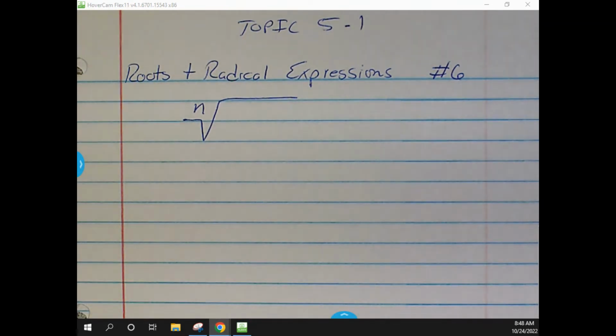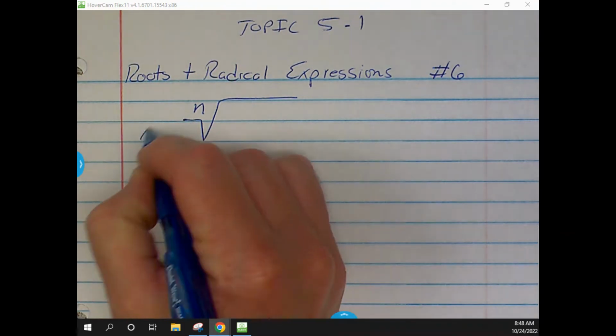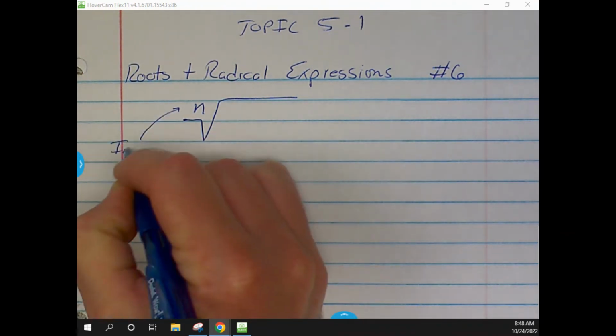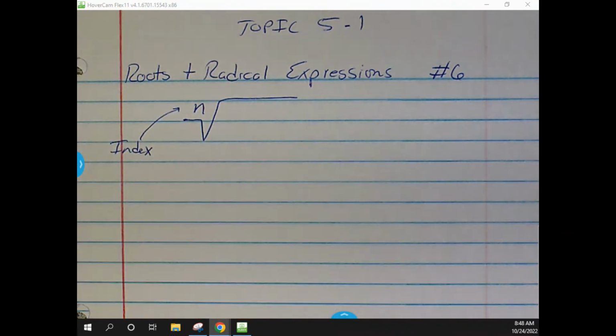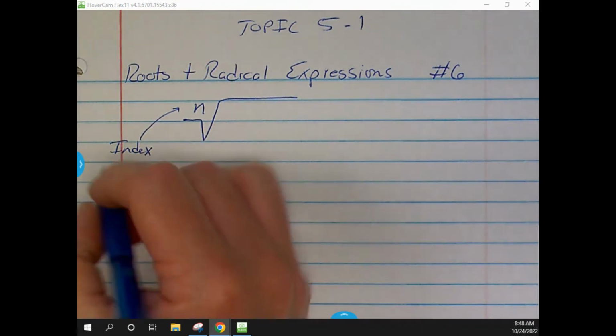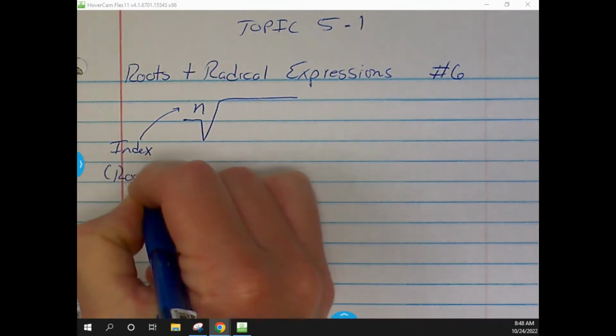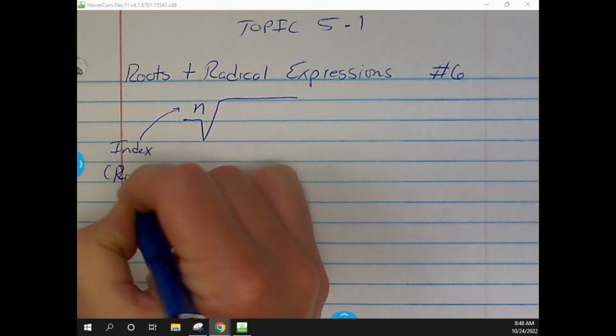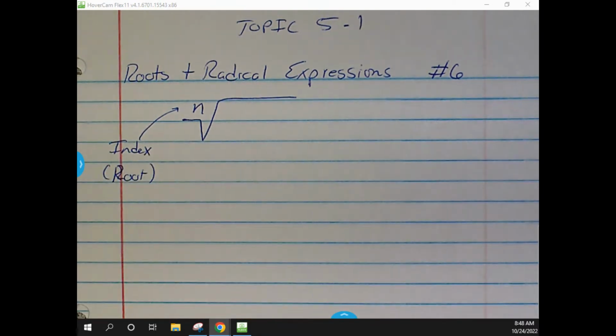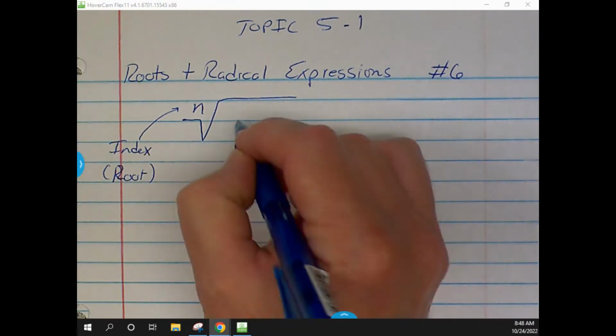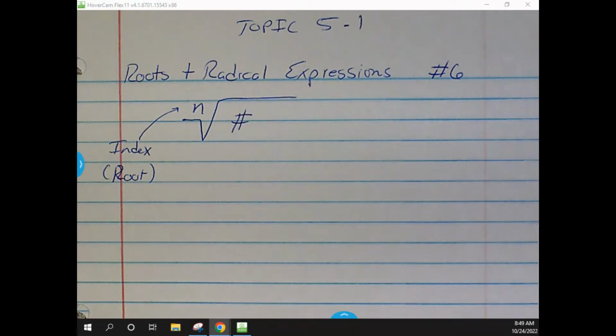But basically, whatever number they put out here, that is the index. Sometimes, just by calling it a different name, we'll call it the root. So whether it's the index or the root, that's what we're looking for on the outside here. Whatever number or expression you put on the inside, that's called the radicand.